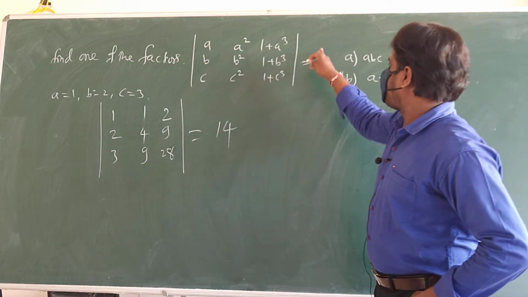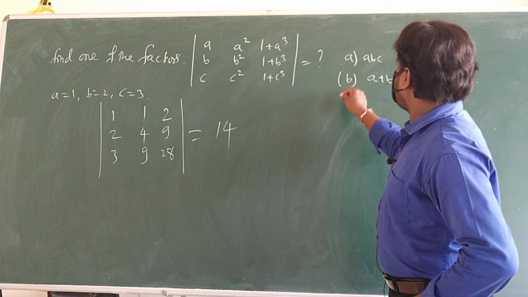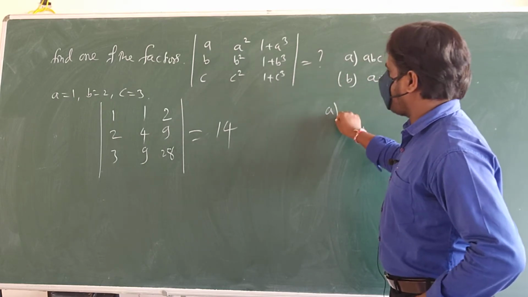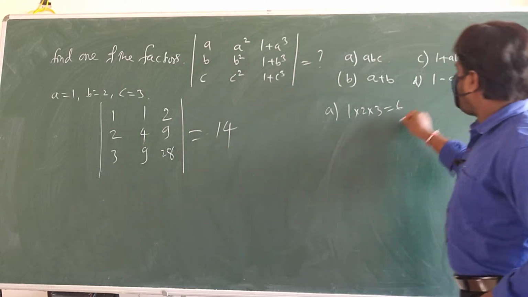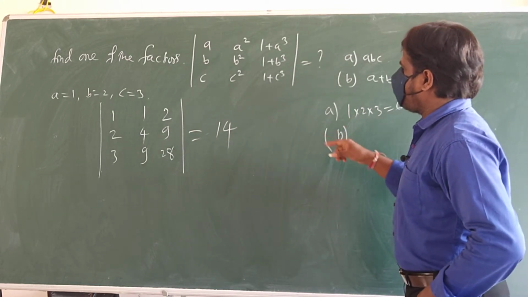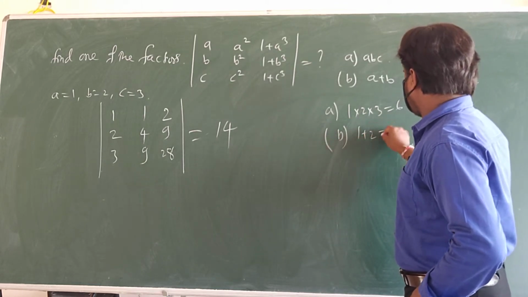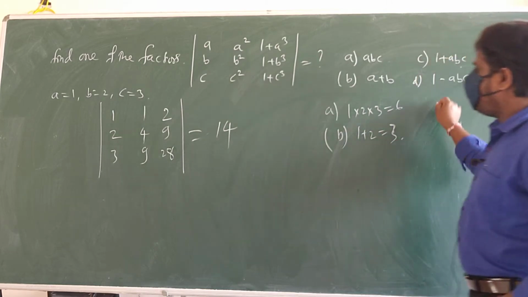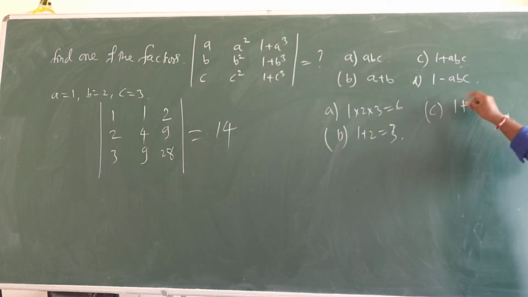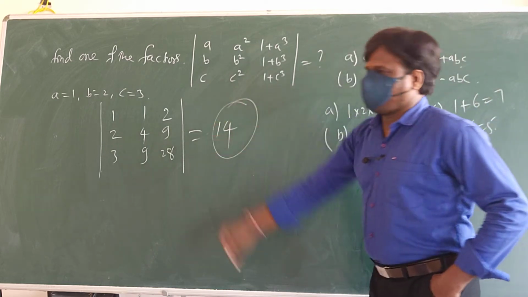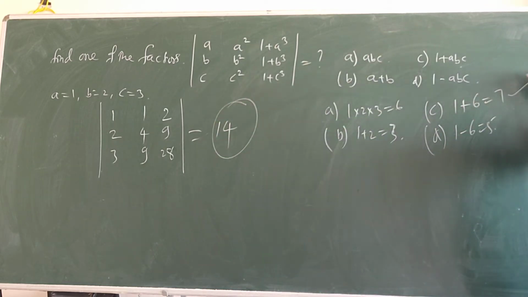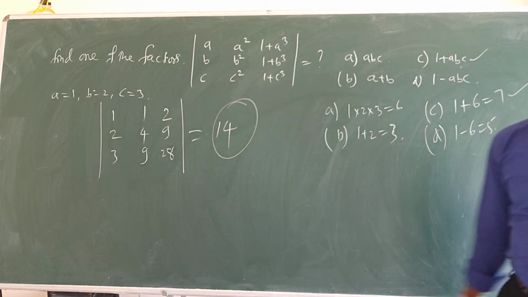So actually the question is one of the factors. So we will substitute in the options also. If you substitute, option A will be 1 into 2 into 3, that is 6. Option B is A plus B, 1 plus 2, that is 3. Option C is 1 plus 6, that is 7. Option D is 1 minus 6, that is minus 5. So what is the factor of 14? 7. So C is the right answer. This was the question.